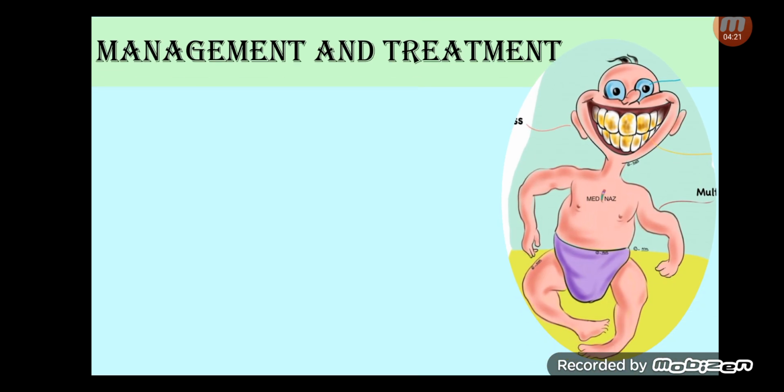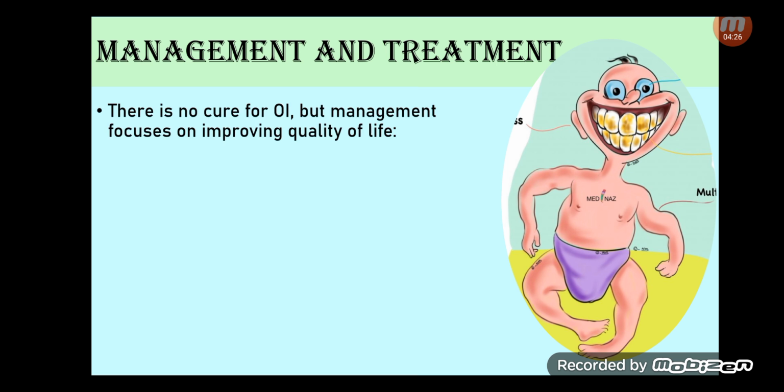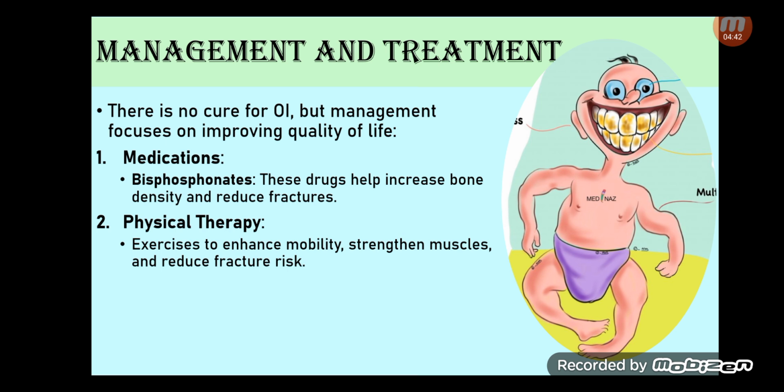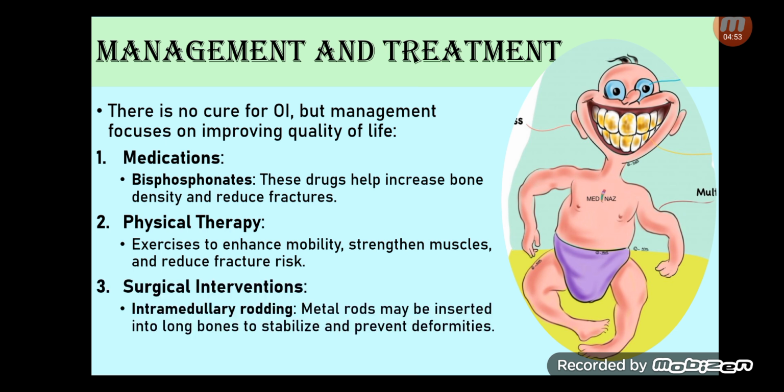Now we will talk about management and treatment options for osteogenesis imperfecta. There is no cure for osteogenesis imperfecta, but management focuses on improving quality of life. So it relies on medications that may include bisphosphonates. These drugs help increase bone density and reduce fractures. Then management or treatment may also involve physical therapy, that is exercises to enhance mobility, strengthen muscle, and reduce fracture risk.